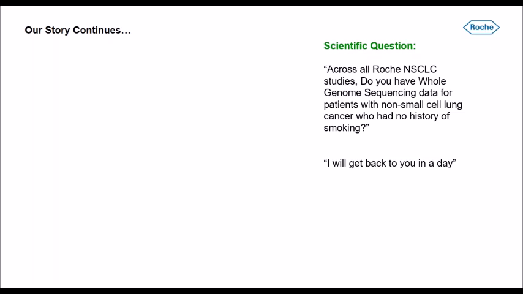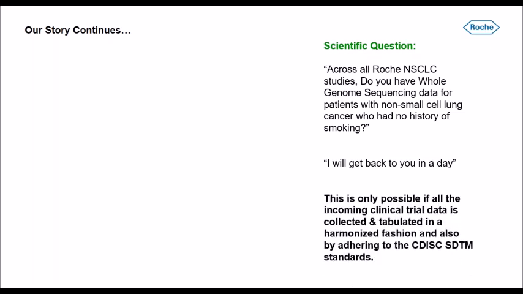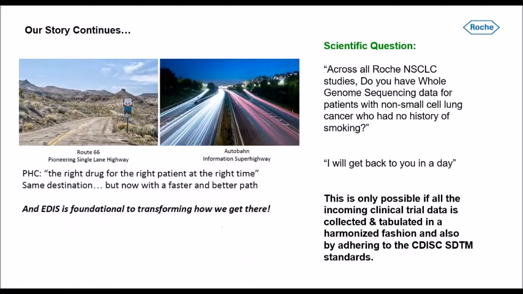With all the tools, processes and systems that we are building today, it will help us answer key scientific questions in the future. This is only possible by adhering to CDISC SDTM standards, and all the incoming data are collected and tabulated in a harmonized fashion. So EDIS is foundational for the PHC 2.0 effort across Roche, and it is how we get from Route 66 to Autobahn. It's a better and more efficient way.